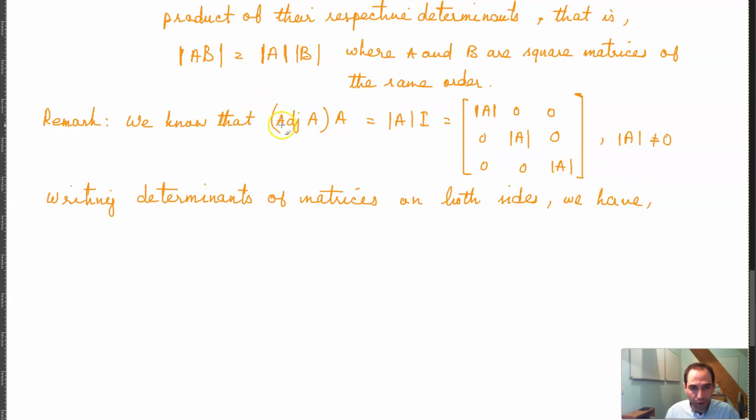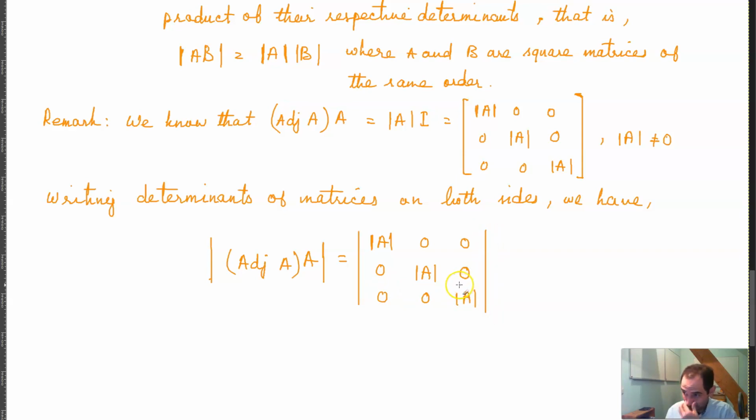So over here we had the adjoint A times A, that's two matrices multiplied together, so you can write the adjoint of A times A and take the determinant of that, and take the determinant of this matrix as determinant A 0 0, 0 determinant A 0, and 0 0 determinant A. Now based on what we said over here, we can write the determinant of adjoint A and A as the determinant of adjoint A times the determinant of A, is equal to basically this determinant on the right.